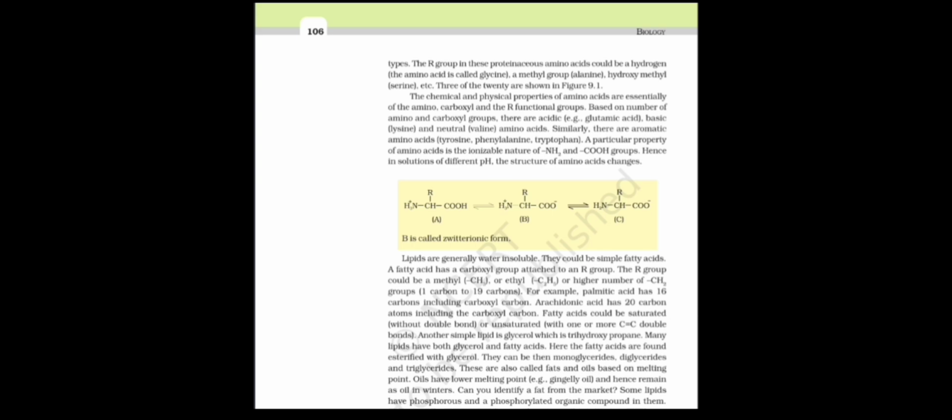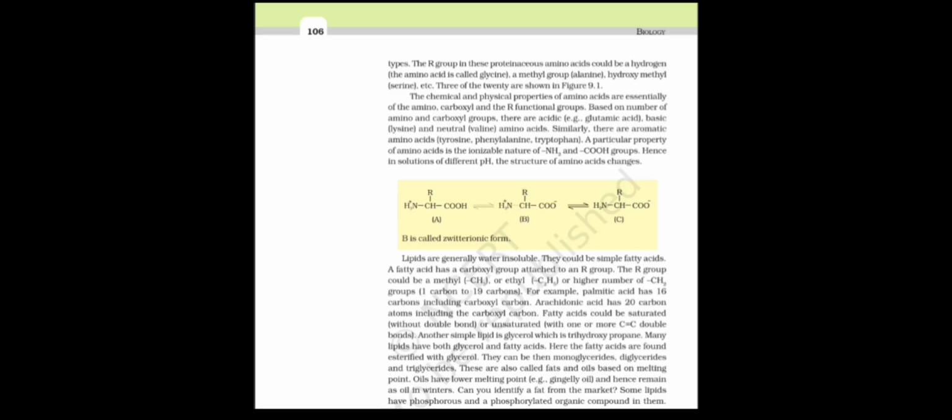Another simple lipid is glycerol, which is trihydroxypropane. Many lipids have both glycerol and fatty acids. Here the fatty acids are found esterified with glycerol. They can be then monoglycerides, diglycerides and triglycerides. These are also called fats and oils based on melting points. Oils have a lower melting point, for example gingelly oil, and hence remain as oil in winters. Can you identify a fat from the market?